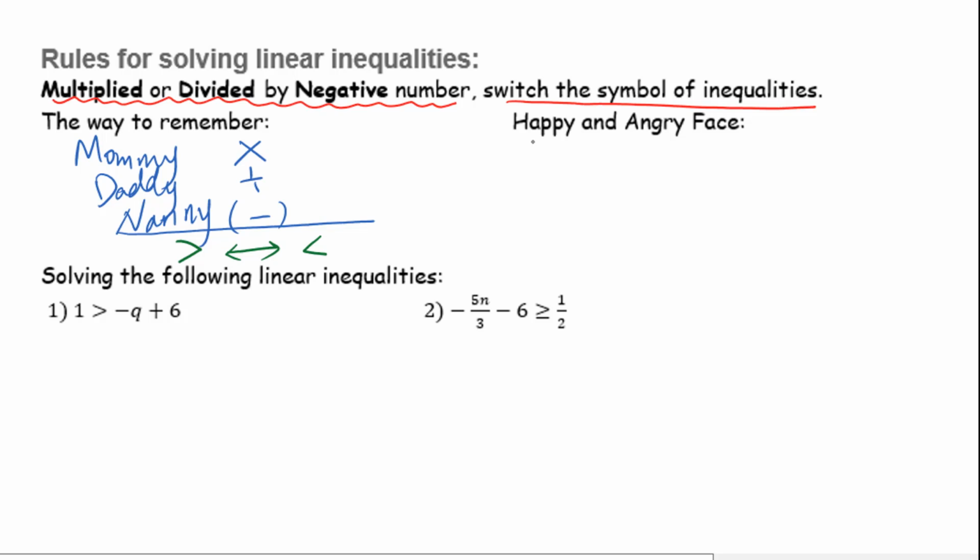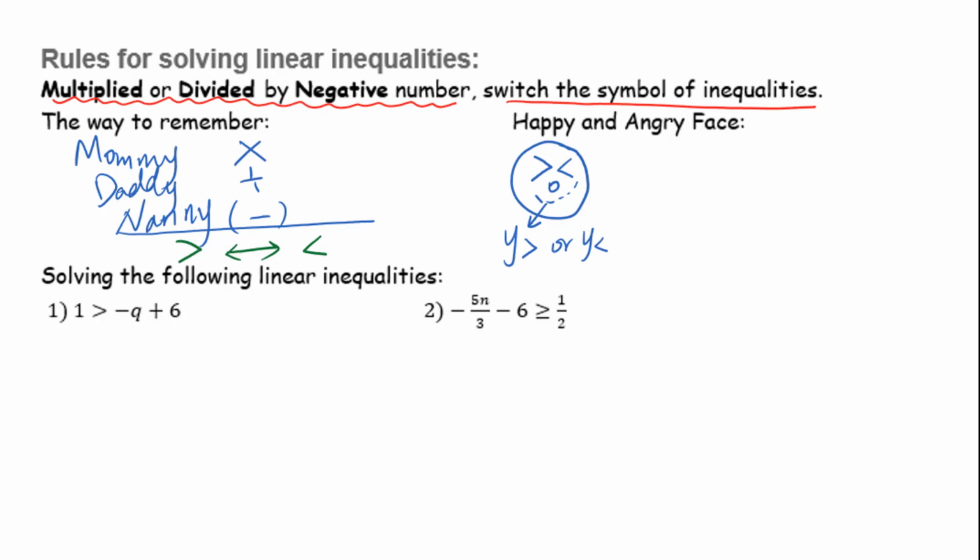And also, I created a happy and angry face for you to remember whether it's an open circle or a closed circle. For a linear inequality, is it a dotted line or a solid line? Happy face is greater than or less than: open circle, dotted line. Dotted line means for linear inequalities you have y greater than or y less than. For interval notation, we use open parentheses for greater than or less than.